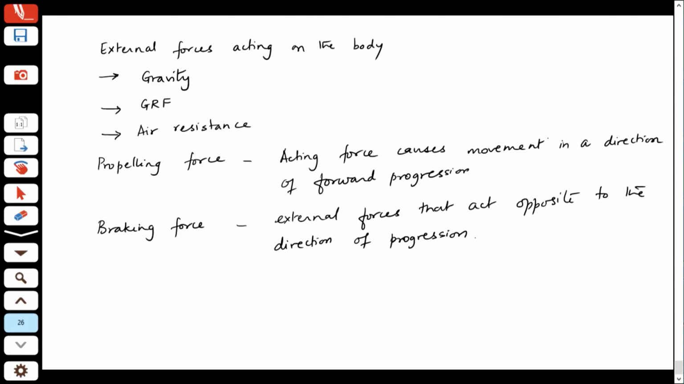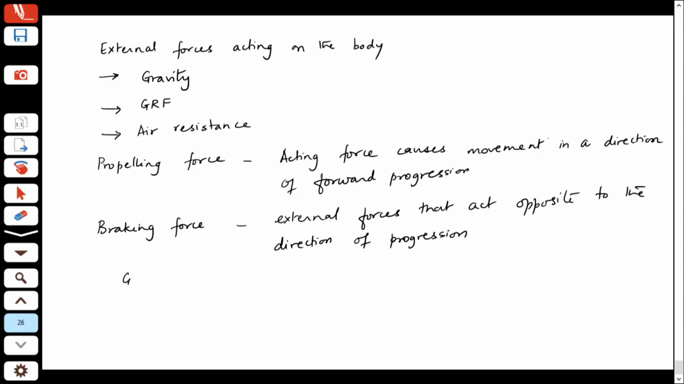The ground reaction force, as its name implies, is a reaction force. There has to be some action that causes that reaction. So, the GRF is basically a reaction force of the ground.